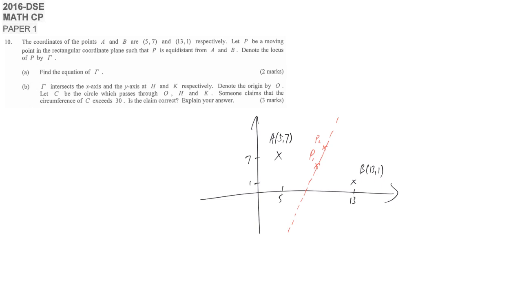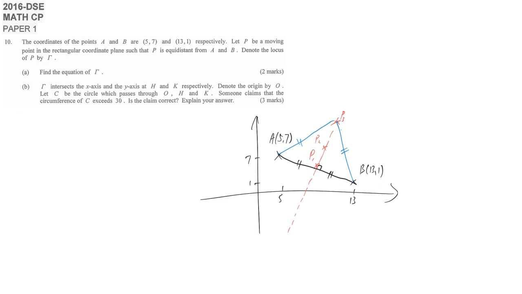So the red line is the locus of P, such that no matter where P is on this line, we can ensure that the distance from P to B is the same as the distance from P to A. So we are finding the perpendicular bisector of AB, which is the locus of P. But if you don't realize that, it's totally fine.